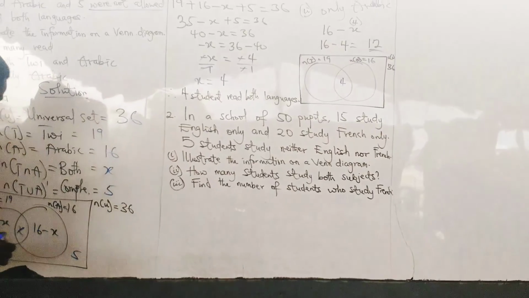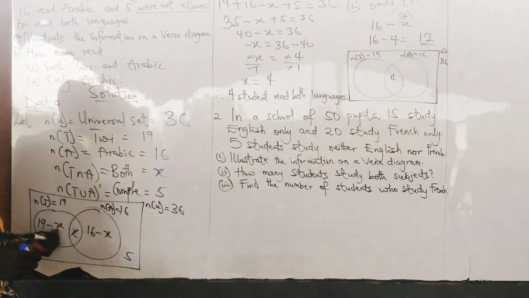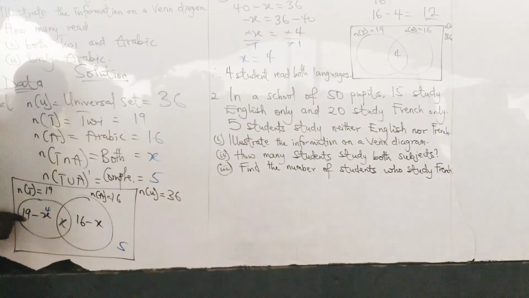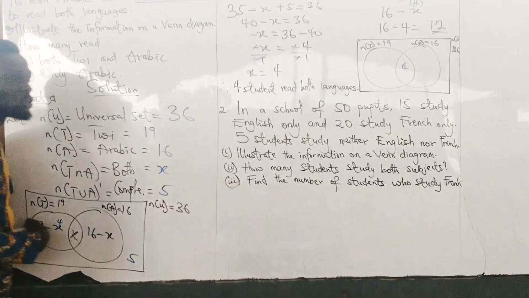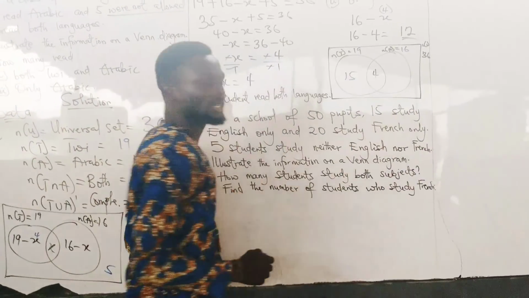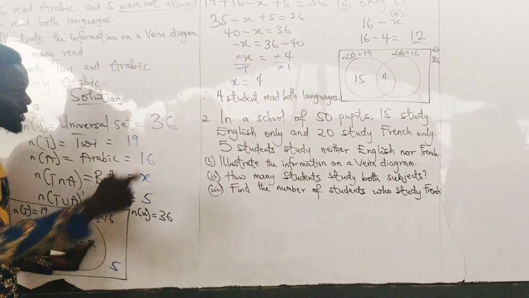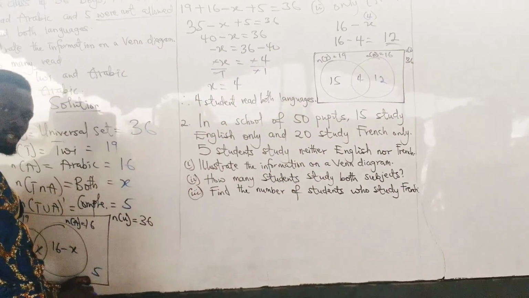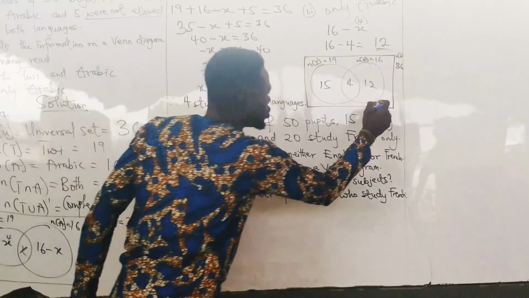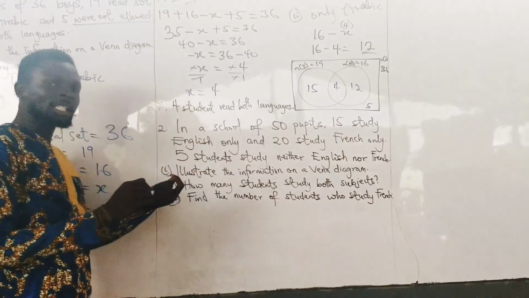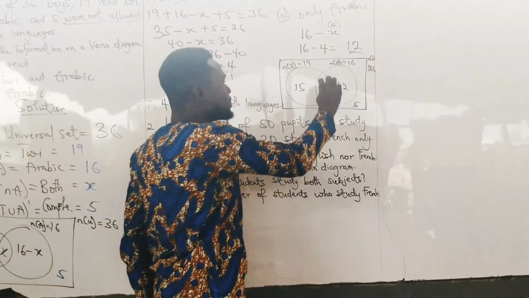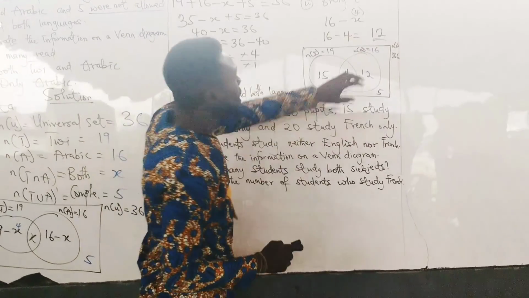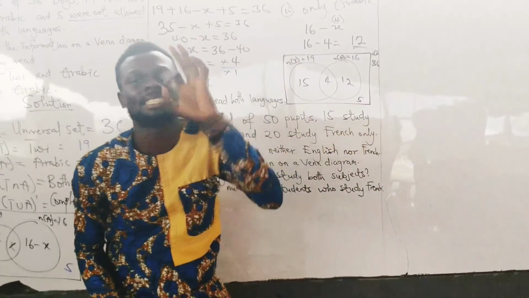In the first region, we have 19 minus x. x was 4. So if I take 4 from 19, I'm left with 15. So this region is 15. Then this x was 4; if you take it out, you have 12. Then the complement, don't forget, this question has a complement. Also position it there. Now you will notice that if you put all these regions together, you are going to get the universal 36.